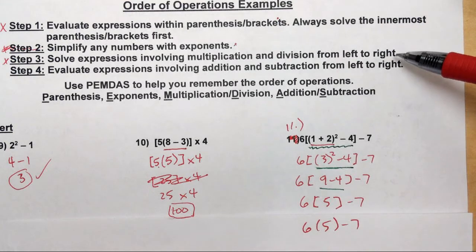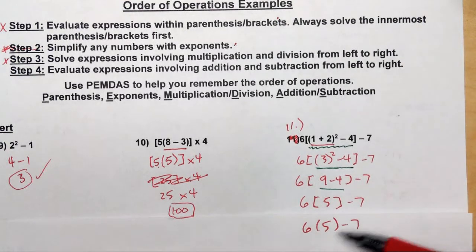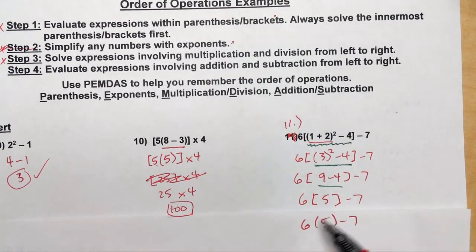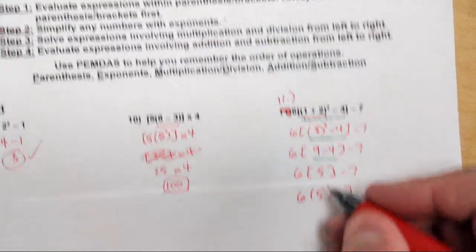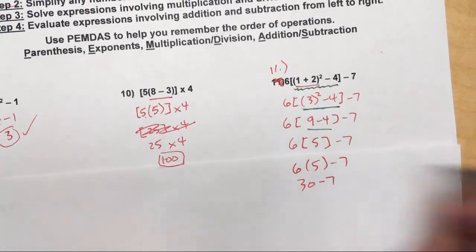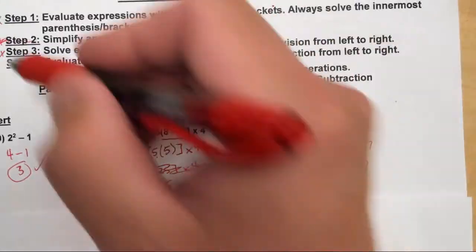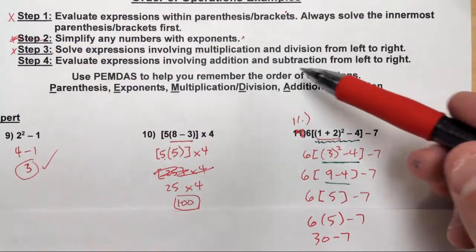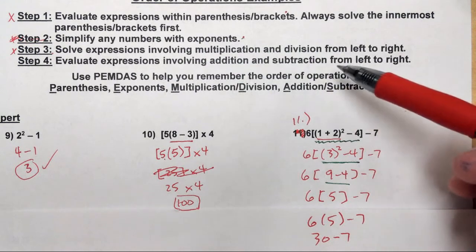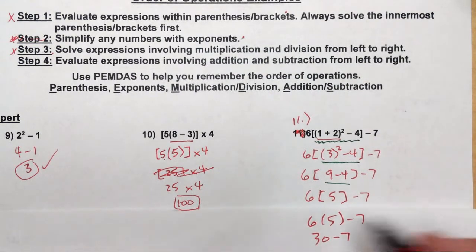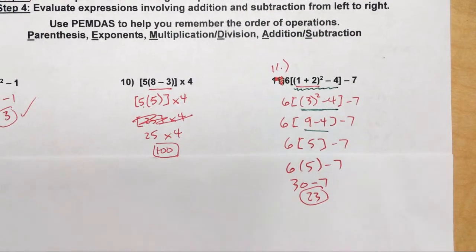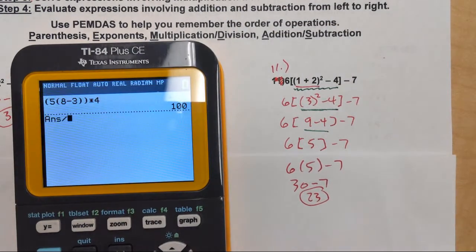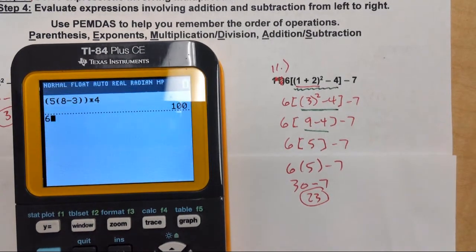Now I'm dealing with the multiplication and division. The first thing I have to do, from left to right, is handle any multiplication and division. Well, 6 times 5 is 30. So there's no more multiplication and division, so step 3 is done. Step 4 says to evaluate expressions involving addition and subtraction. Well, 30 minus 7 becomes 23. And that is the expression simplified as much as possible. There's a lot going on there. But man, this is just so much going on in here.